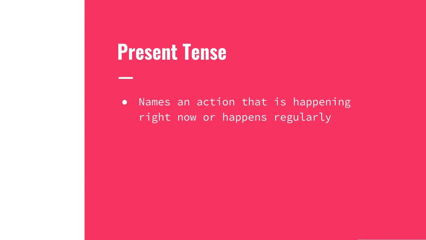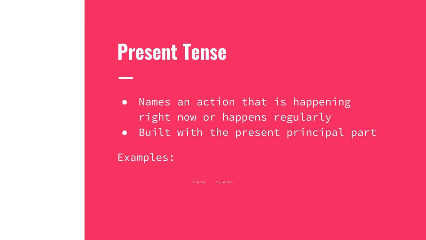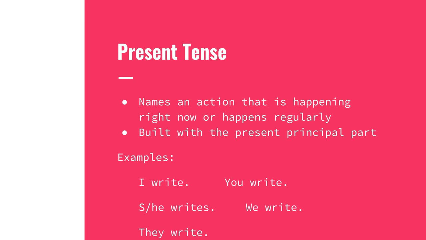So, your present tense names an action that is happening right now or happens all the time. It's just kind of a regular thing. It's built with the present principal part. So the other day when we were talking about those parts, this is the one that makes the present tense. For example, I write, you write, she or he writes, we write, they write. Write is the present principal part, and these are all examples of that verb happening right now or on a regular occurrence.